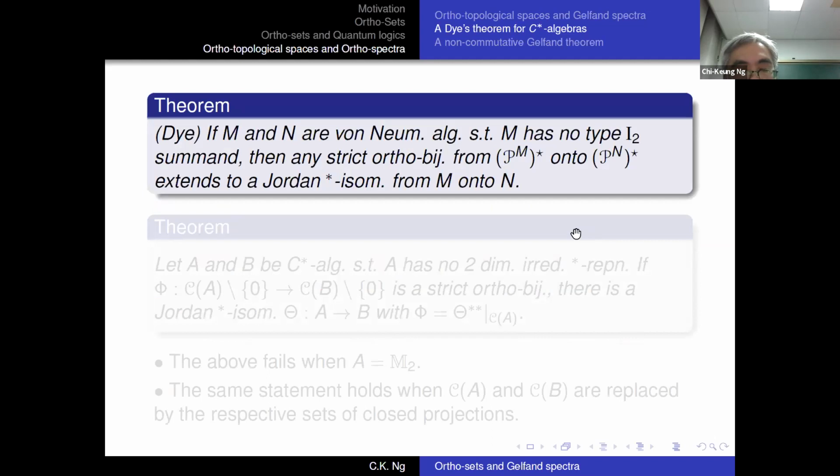Now this is the Dye theorem. We rephrase this in terms of awful bijection. If M and N are two von Neumann algebras such that M has no type I_2 summand, then any strict awful bijection from the awful set defined by the lattice of projections, with a star here meaning that we take away the zero projection, and I told you a while ago this will become an awful set. So we have the awful set PM star and the awful set PN star. If we have a strict awful bijection between PM star and PN star, then this can be extended to a Jordan star isomorphism from M to N.